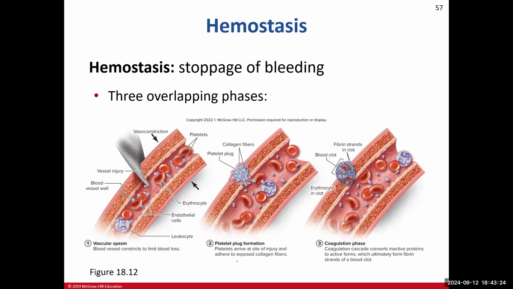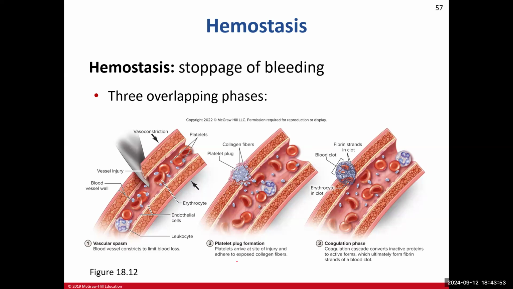So what I would say is when you're learning about hemostasis, what's this, figure 18.12? Learn each of these steps with the writing underneath, just to get the basics. And then we're going to go through it in much more detail. So the first phase is vascular spasm or vasospasm. The next one is platelet plug formation. And the last one here is the coagulation phase. So know those three general phases.